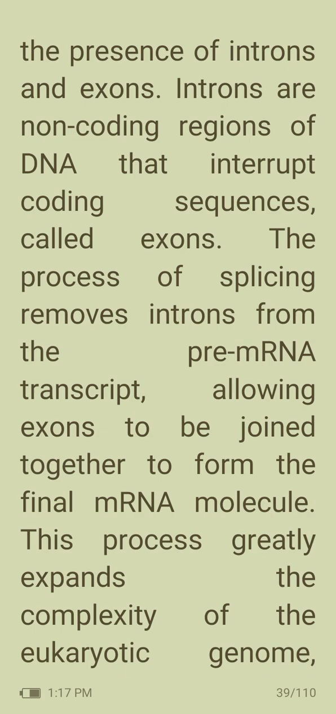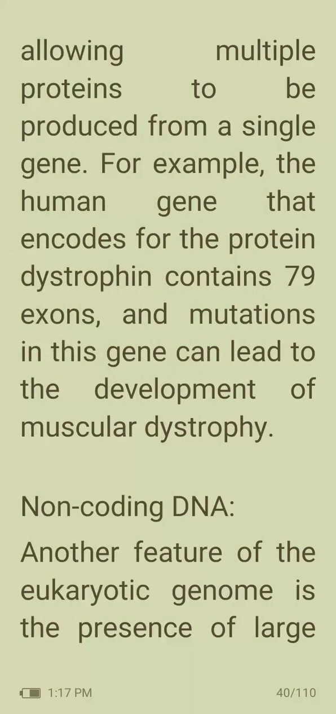The process of splicing removes introns from the pre-mRNA transcript, allowing exons to be joined together to form the final mRNA molecule. This process greatly expands the complexity of the eukaryotic genome, allowing multiple proteins to be produced from a single gene. For example, the human gene that encodes the protein dystrophin contains 79 exons, and mutations in this gene can lead to the development of muscular dystrophy.